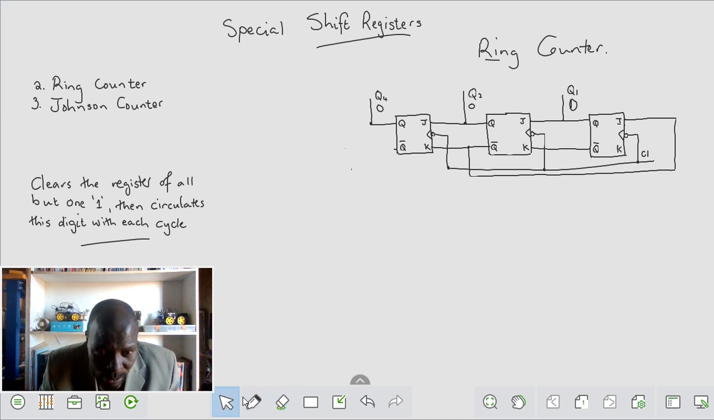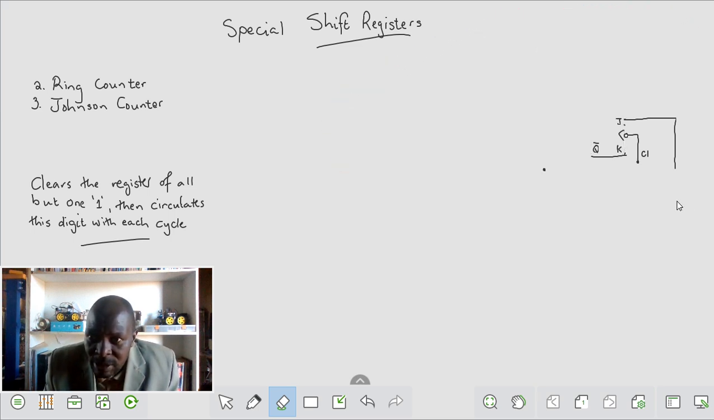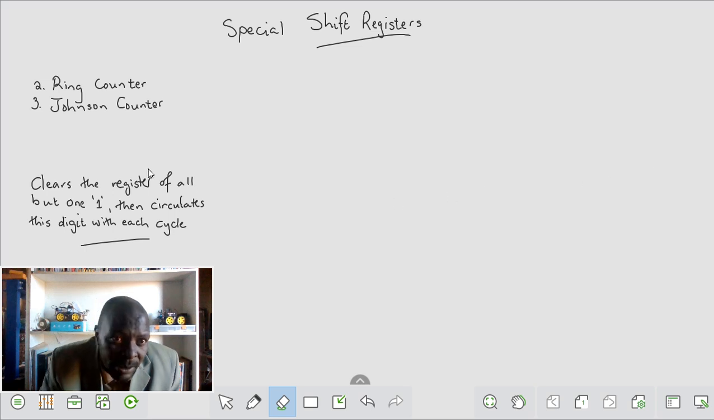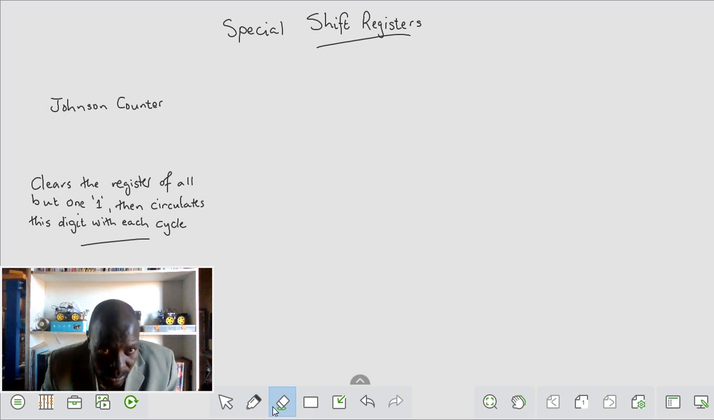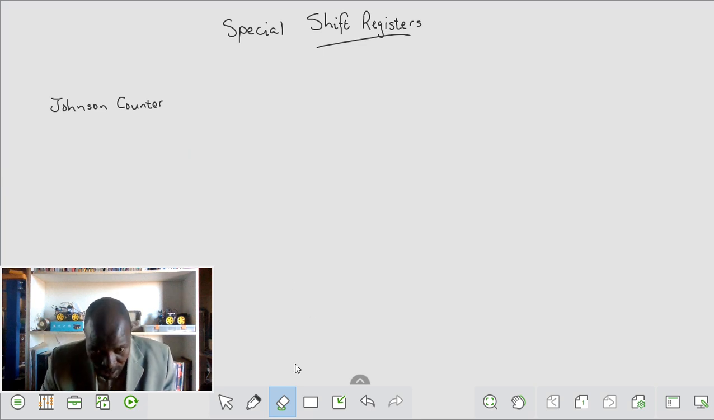So now we are going to look at the final register, and this is the Johnson counter. Okay, the Johnson counter is our third and final one that I'll look at. I want to probably remove this. It is not true for the Johnson counter. This was true for the ring counter.